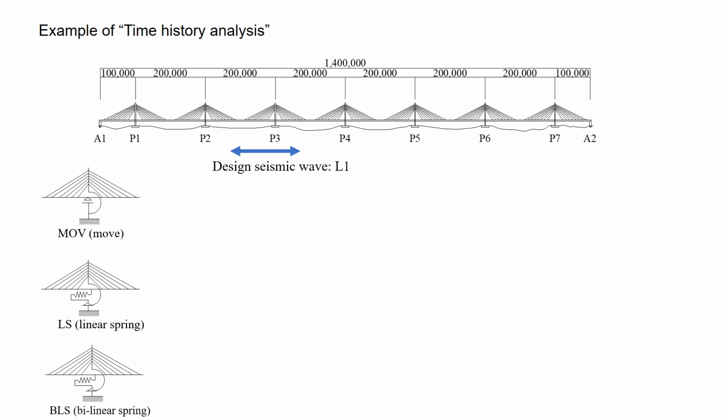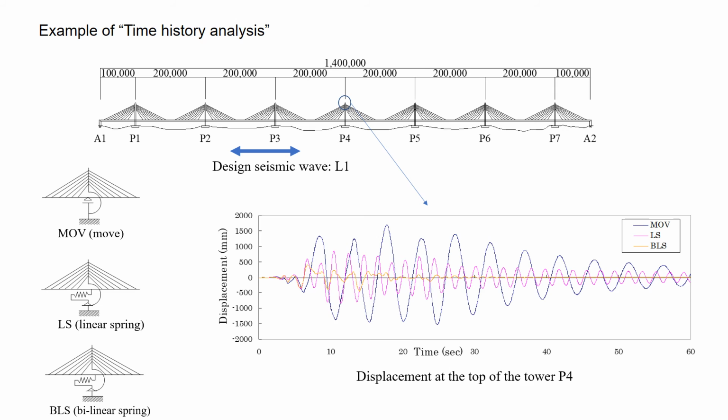When this bridge is subjected to the design seismic wave of L1, the displacements at the top of the tower P4 were calculated as this graph. You understand the MOV gives the largest response, followed by LS. BLS is the lowest and effective to reduce the response.